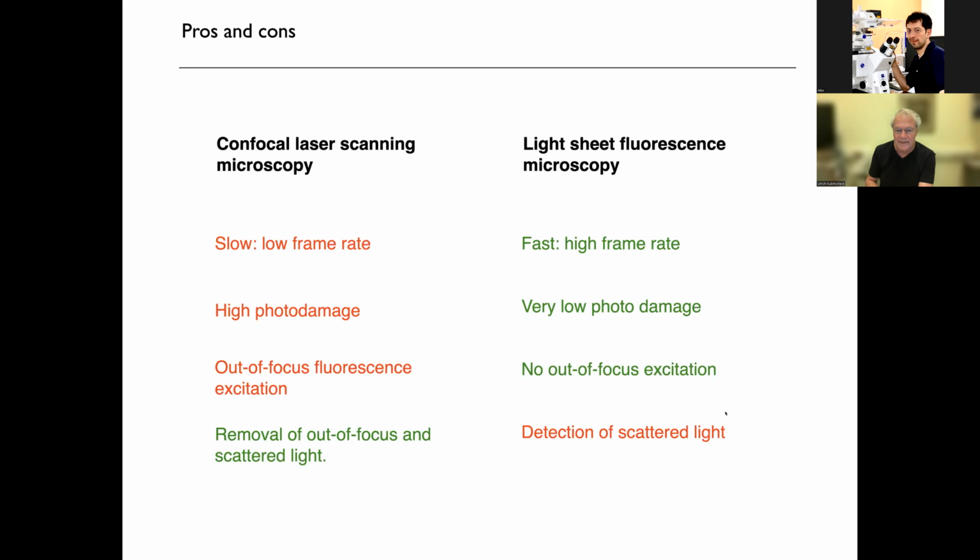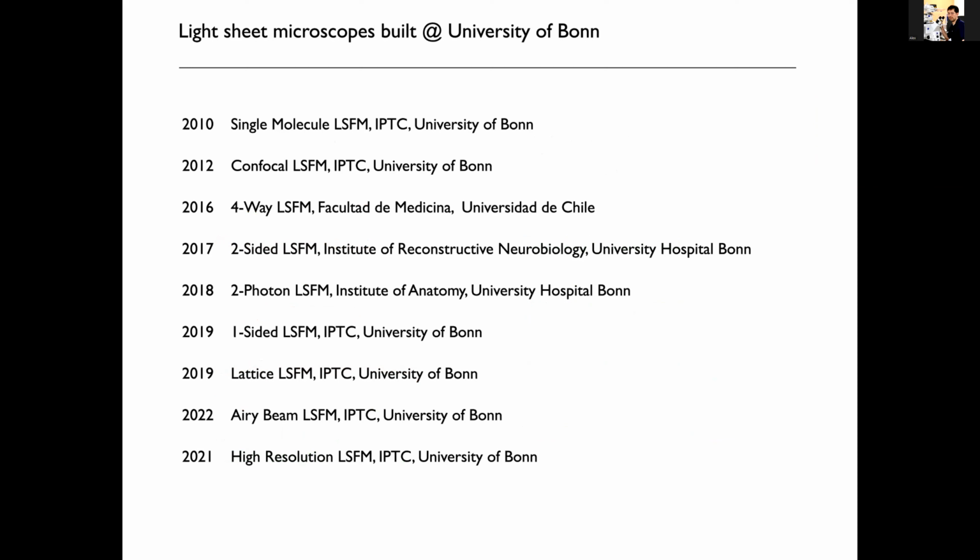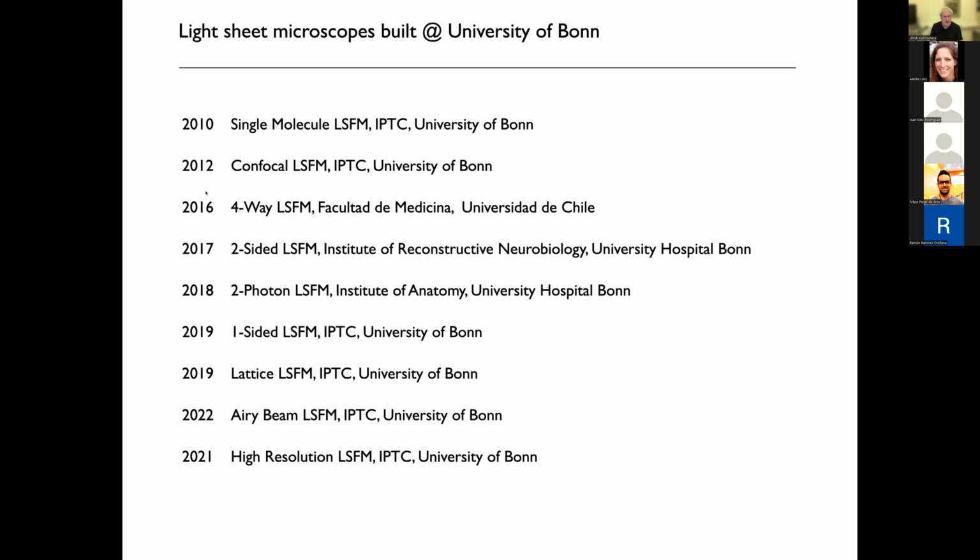However, there are two ways to get around this disadvantage of the scattered light. One is to use confocal laser scanning, confocal light sheet microscopy, which we introduced in 2012, where we demonstrated that using confocal line detection, you can improve the contrast of light sheet microscopy even further. And the other one is by expanding the sample, and we come to that in a few moments.